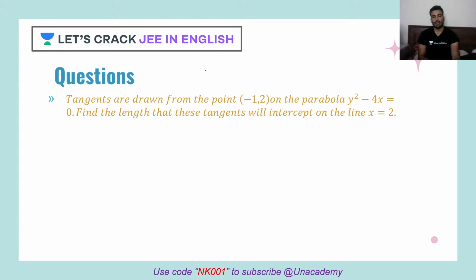The question is, tangents are drawn from the point -1, 2 on the parabola y square minus 4x is equal to 0. Again, we have been given a standard parabola.